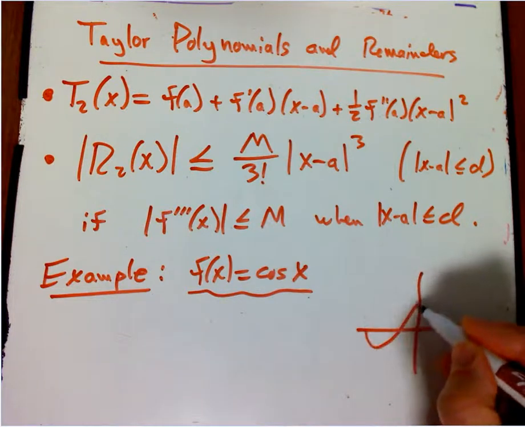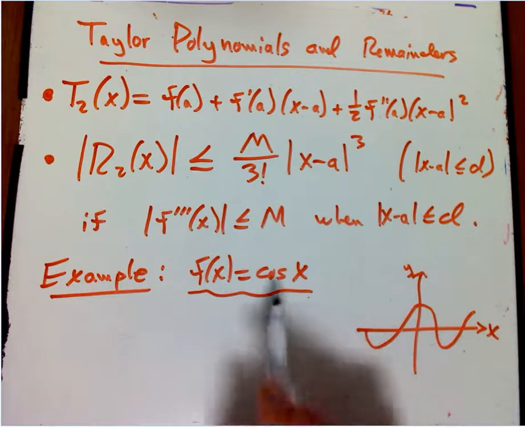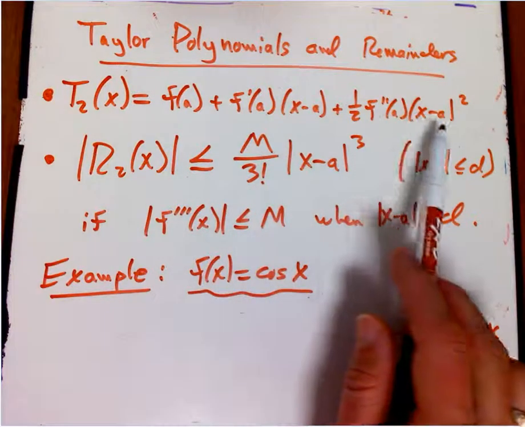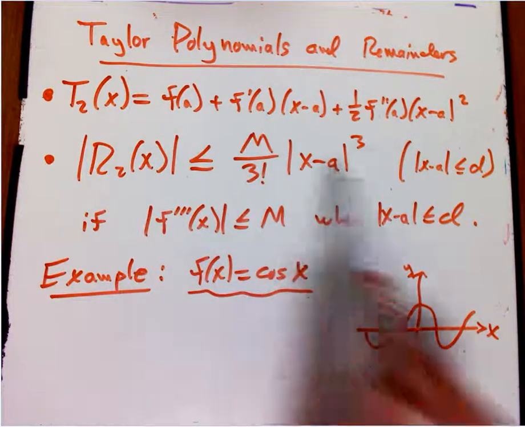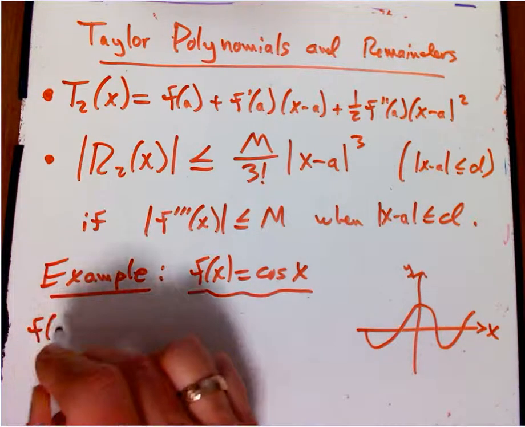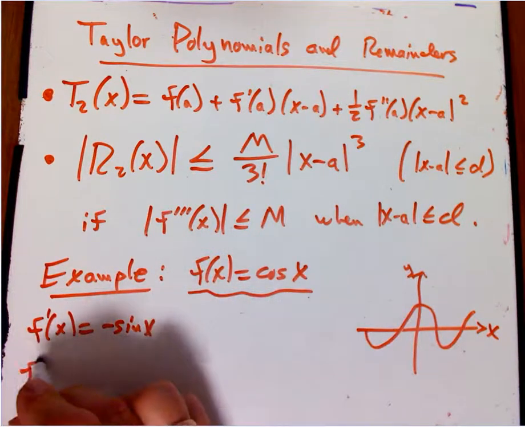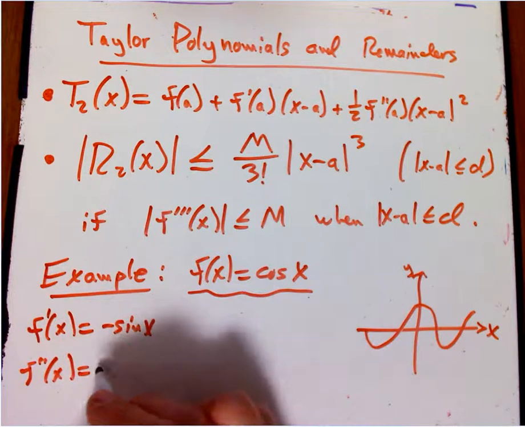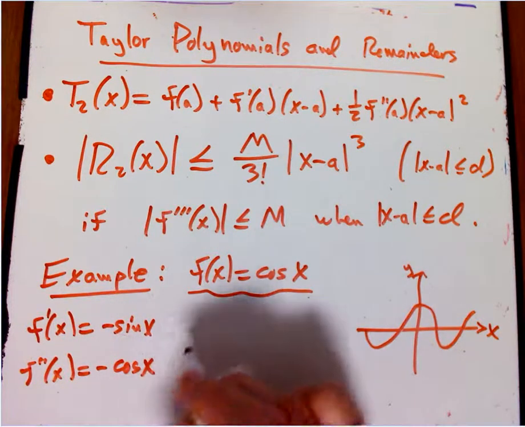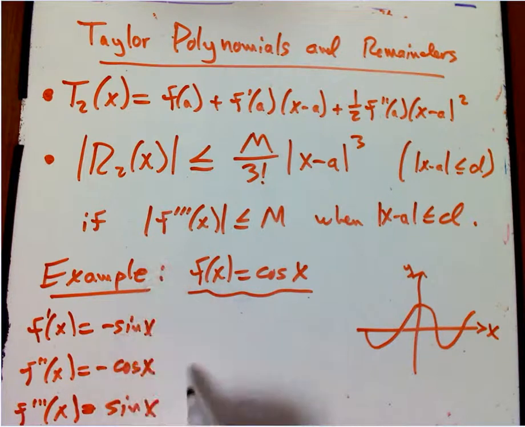And it looks like this. And we're going to look at that quadratic approximation, and we're going to see what we can get out of this error estimate in two cases. So first of all, we know that f prime of x is minus sine x, f double prime of x is minus cosine x, and we're going to need the third derivative, but of course that's just back to sine x. What's wonderful about this particular example is that these functions are so familiar and are easy to bound.